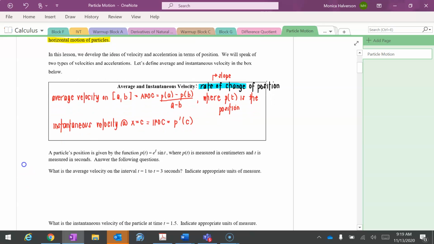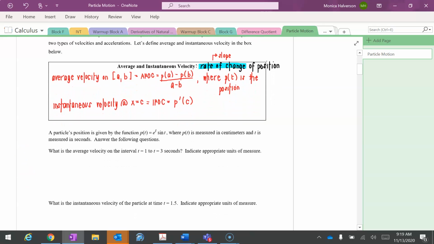A particle's motion is given by the function P of t is equal to e to the t sine t, where P of t is measured in centimeters and t is measured in seconds. Answer the following questions. What is the average velocity on the interval from 1 to 3? Indicate appropriate units of measure.